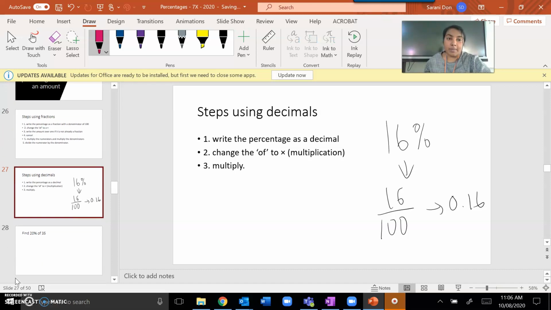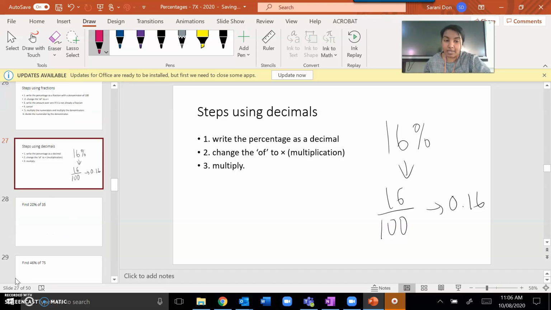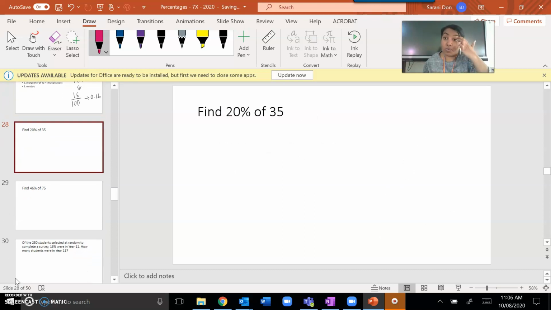Like I said, please make sure you've written the title, Year 8, 6.3, find a percentage of the amount, and this is question 1. I want everyone to write this question out. As you see, it's different. This is find 20% of 35. So let's say, for example, I've got 35 lollies and I need to work out how many 20% of that is. So what you do first is I'm going to convert this percentage into a fraction.